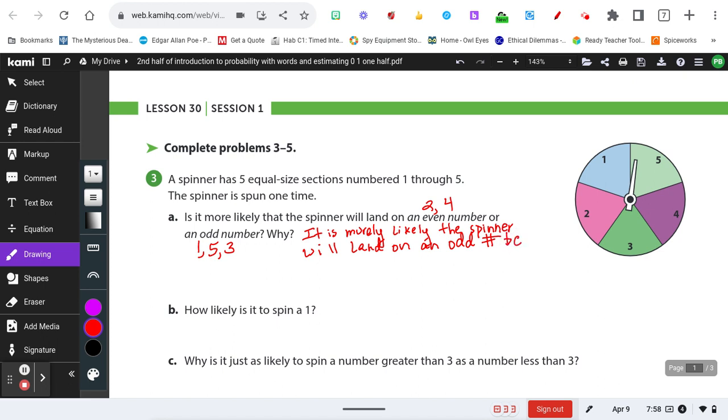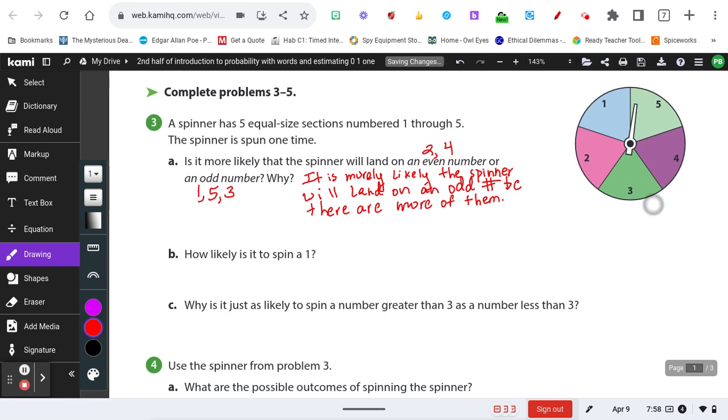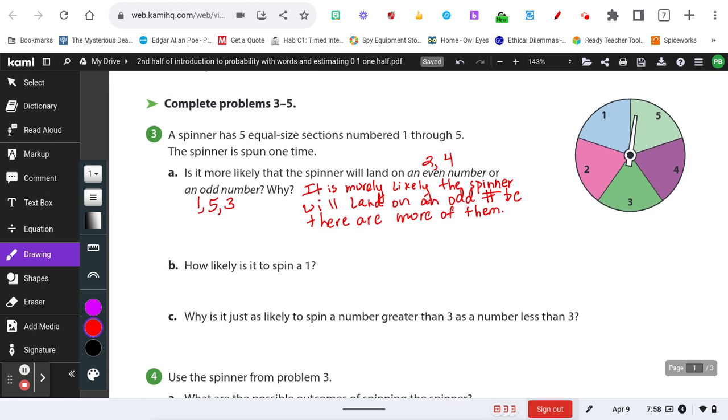I'm going to use BC for because. All right, 3B, how likely is it that it will spin on a 1? Well, it's only 1 out of the whole section, so that is unlikely.